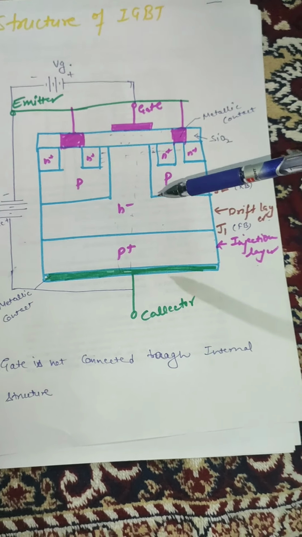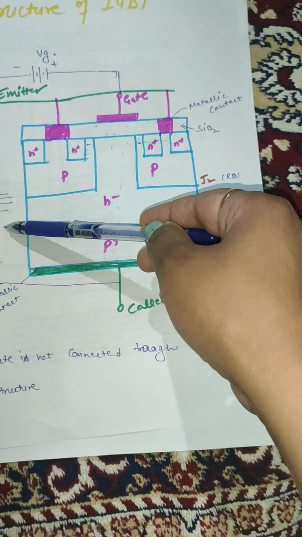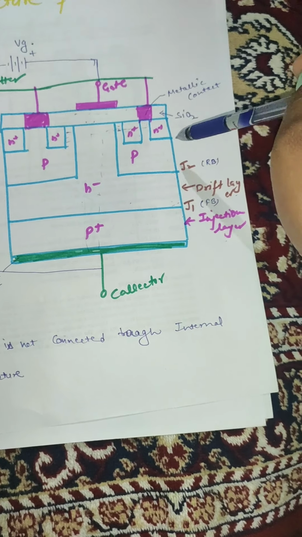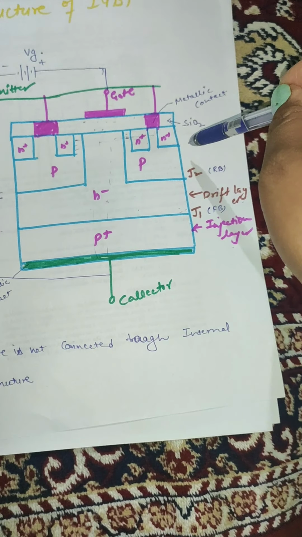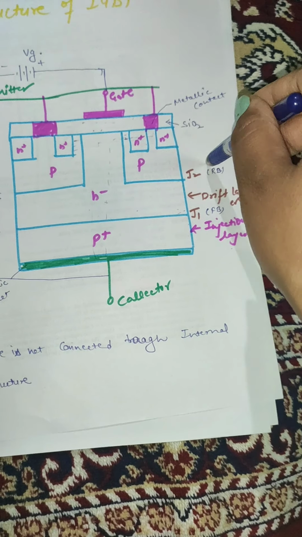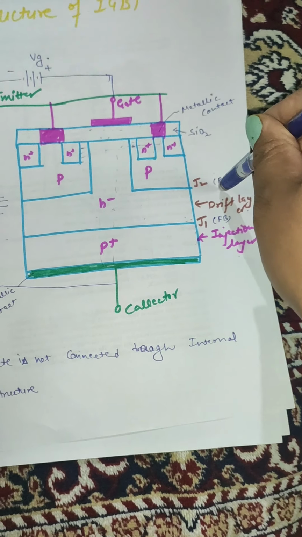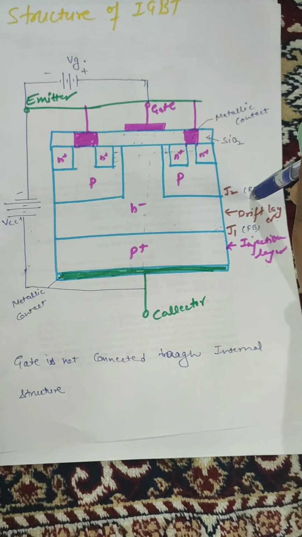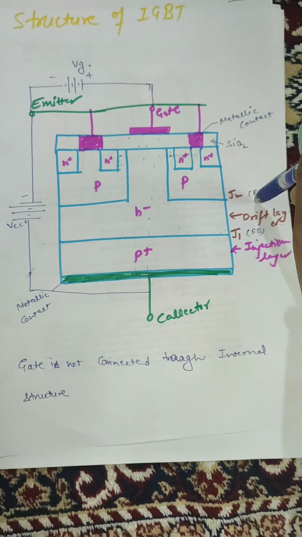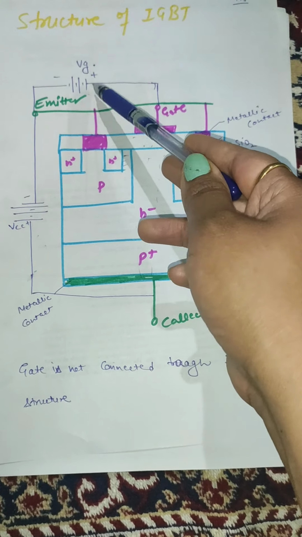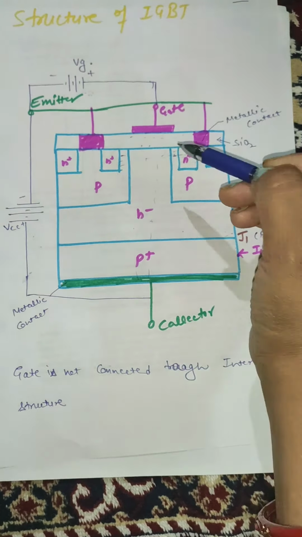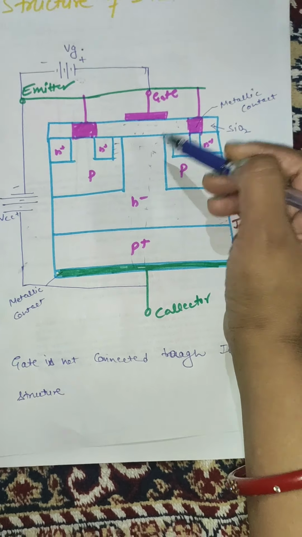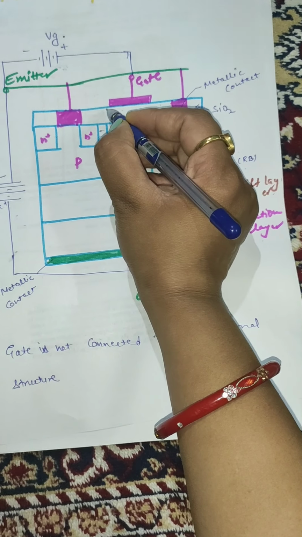Because of VCC, J1 is forward biased and J2 is reverse biased. So initially current will not flow. If we increase VG, a capacitor is formed between this insulator and the metallic contact.